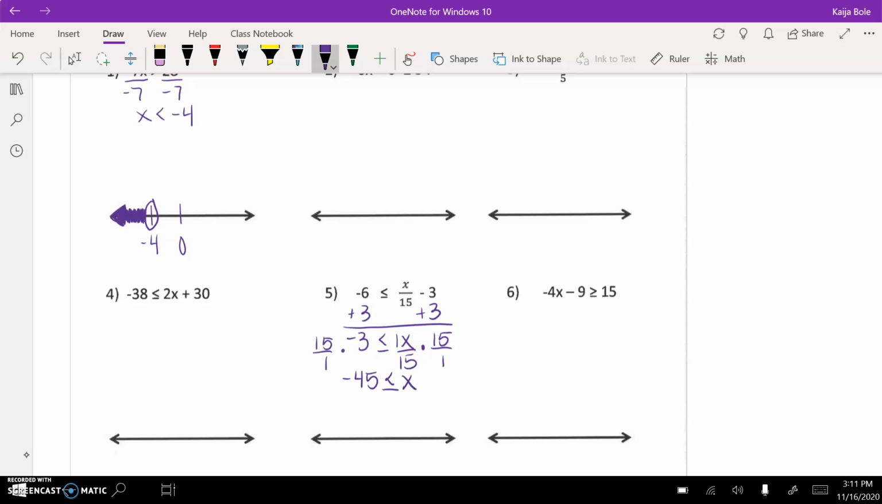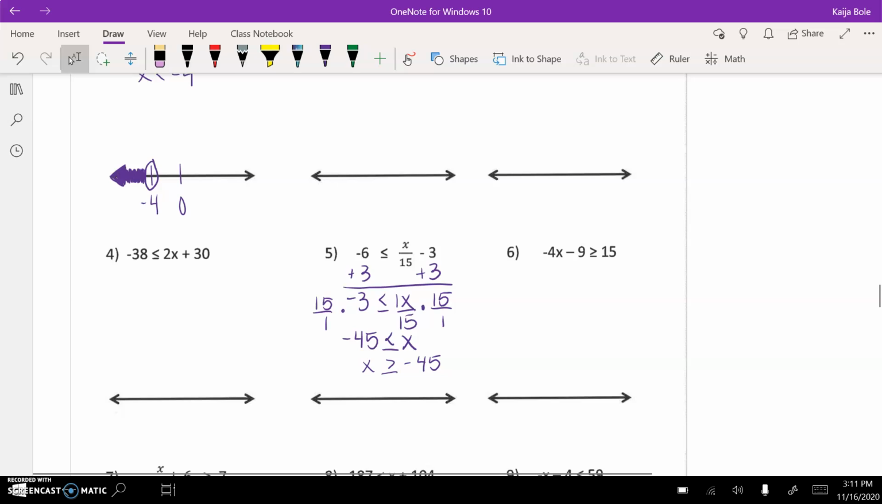Now you don't flip the sign, but if you don't like the way that looks, you can flip the entire thing. Just make sure that sign still opens up to the same side, like here it's still opening up to the x. So I'll need my 0, -45 would be to the left. I want a closed circle because it's greater than or equal to. And then I shade everything greater than, so to the right, including the arrow to tell me that it goes on and on and on forever.